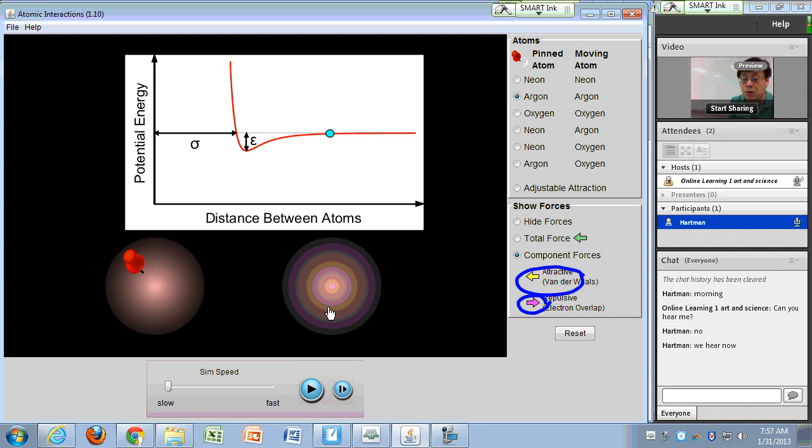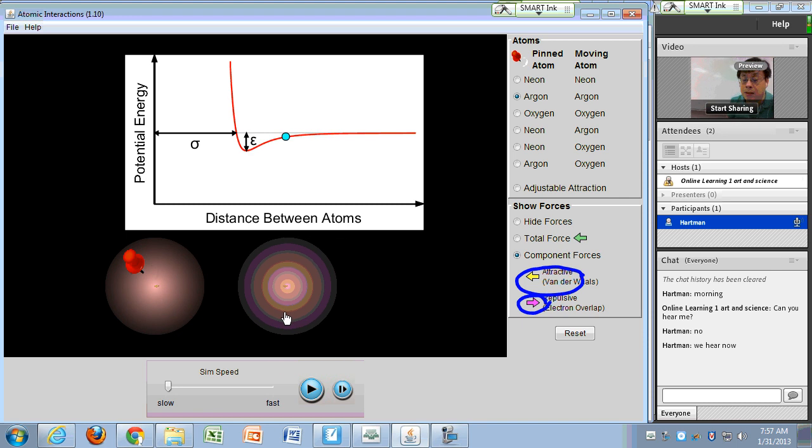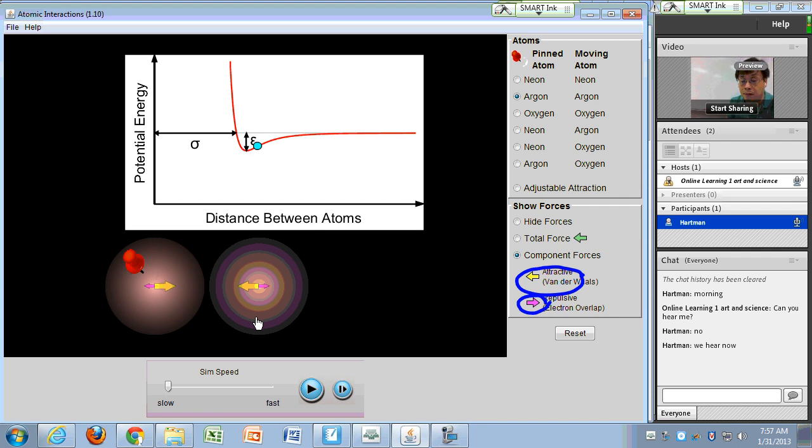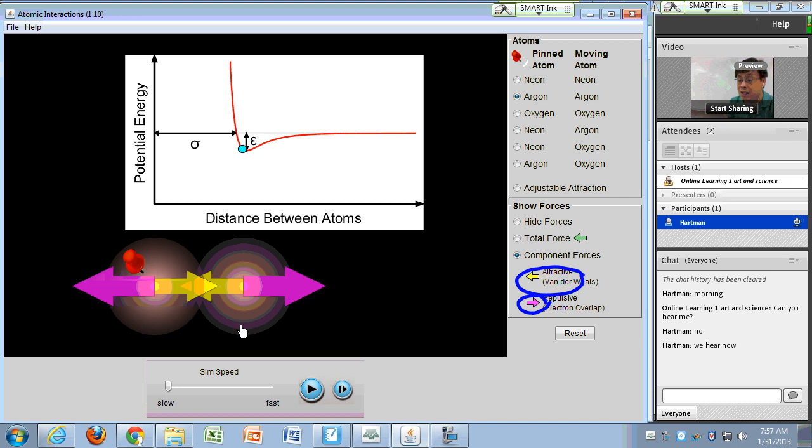As I move them closer together, what happens? They start to attract. Look at that yellow arrow starting to grow, and then they start to repel. Once you hit the minimum in your potential energy curve, there's a balance between attractive and repulsive forces. Now if I try to move them even closer together, the repulsion starts to rise drastically. You're crowding all of these charged particles into a much smaller region, so you have a strong repulsion happening between them.